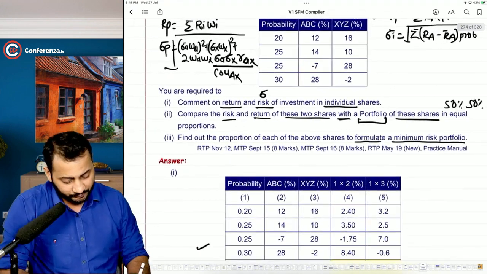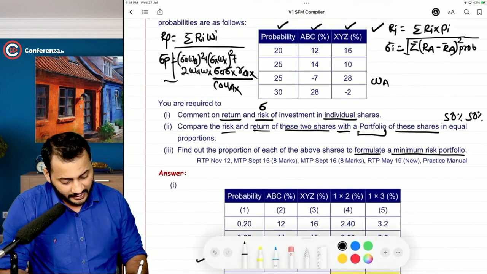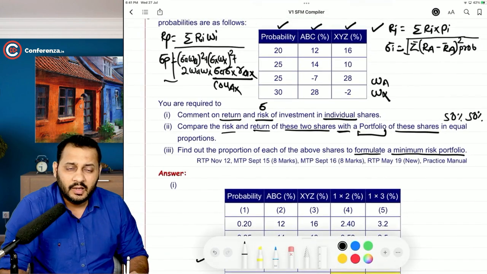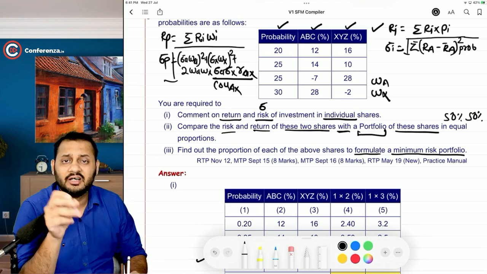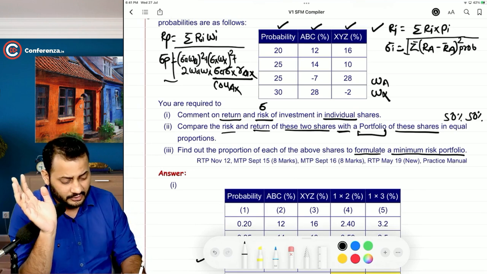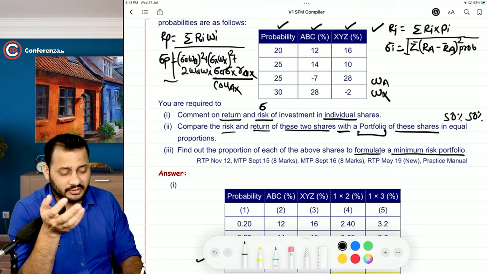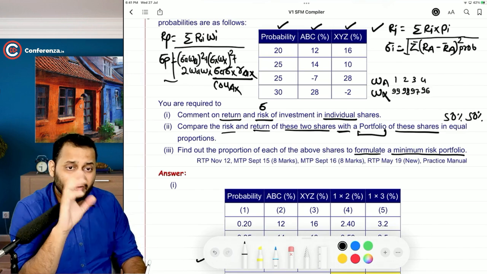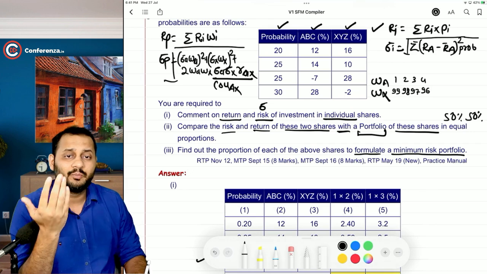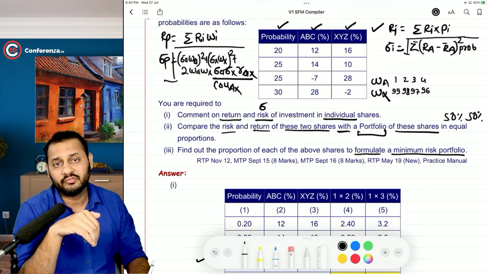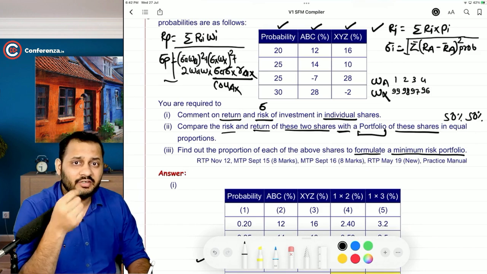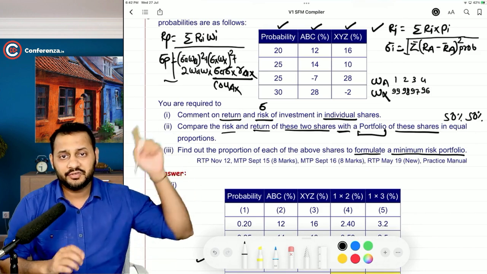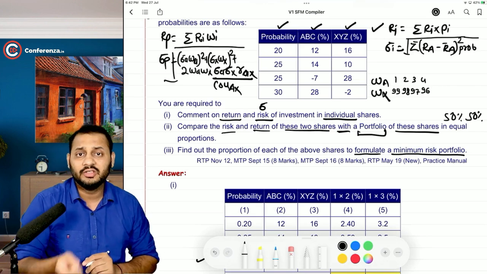See, there are two things, weight of A and weight of X. And there are 100 possibilities to keep the weights. I can keep it as 1%, 99%, 2%, 98%, 3%, 97%, 4%, 96%. And this is not just whole number figures. We can keep it as 1.5%, 98.5% also. So what is that exact weight where, if we calculate the standard deviation of the portfolio, the risk will be minimum?